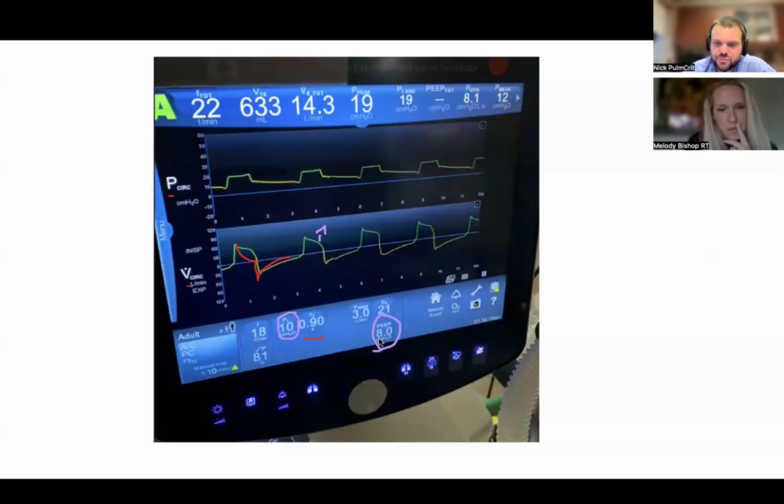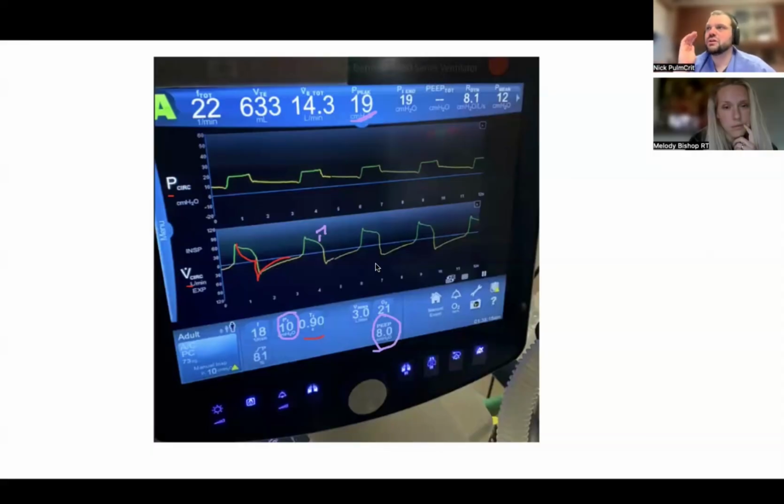Theoretically the set pressure, the peak inspiratory pressure, should be somewhere like 19 or 18, because the PEEP is 8, as Melody says, and the pressure applied is 10, so 8 plus 10 is 18. My guess would be if we took a plateau pressure, it'd be higher than 18, because the patient is pulling more flow than their mechanics allow.